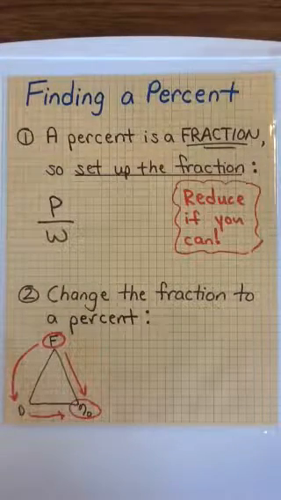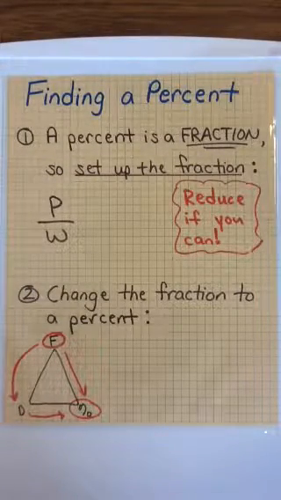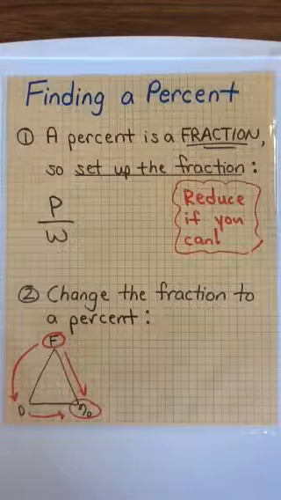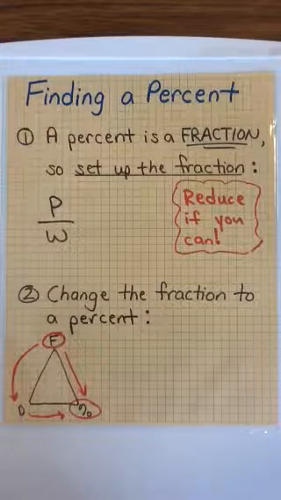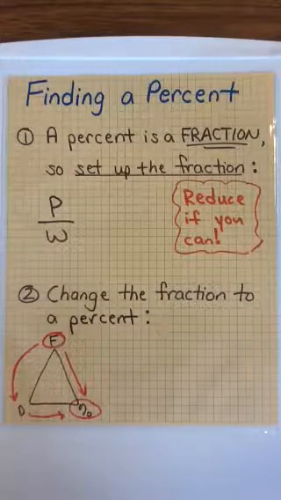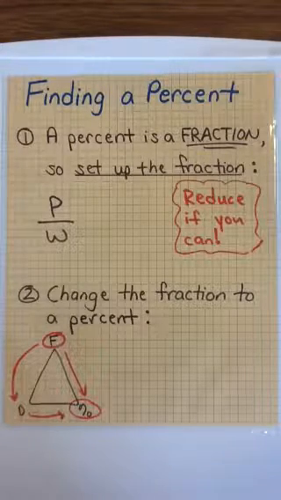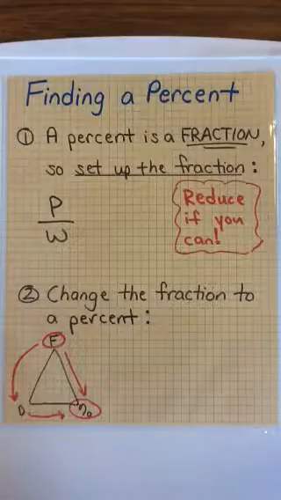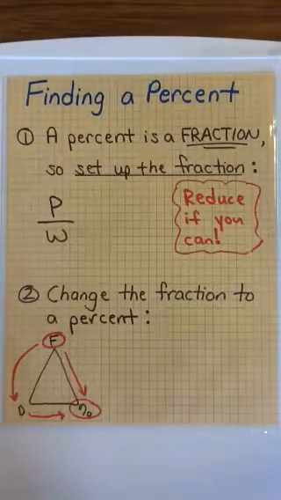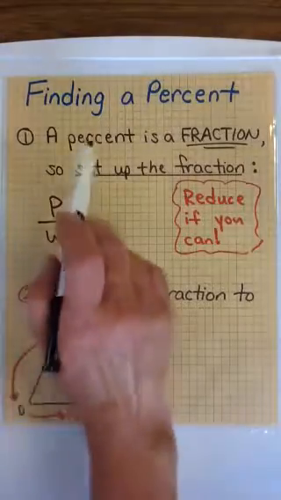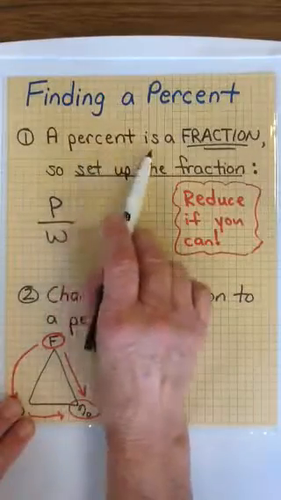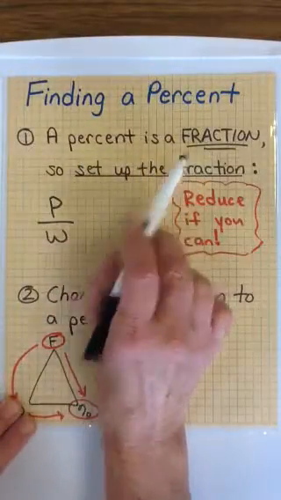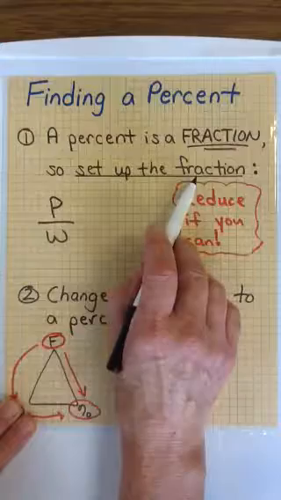In this lesson, you are going to learn how to find a percent. In order to find a percent, you have to know the part and you have to know the whole. You find a percent by doing two steps. First step, since a percent is a fraction, you have to set up the fraction.